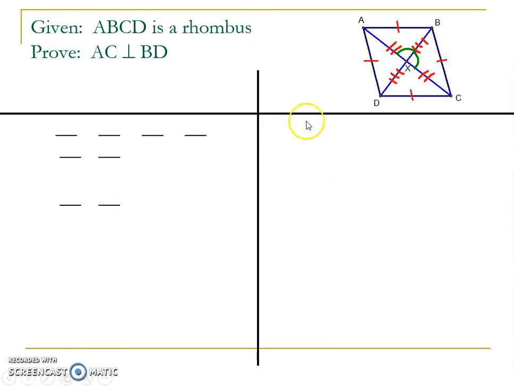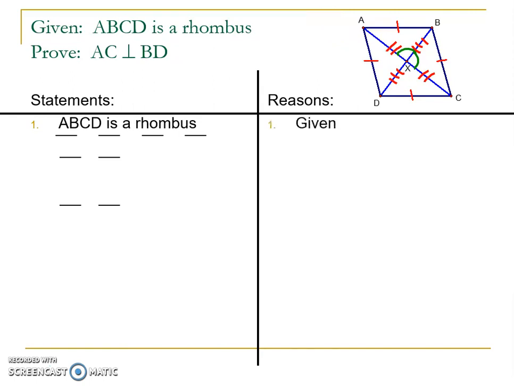So we're going to do the proof table. The given is ABCD is a rhombus. Prove that AC is perpendicular to BD. Okay? So we're going to write statements and reasons. Number 1, ABCD is a rhombus. That is given. Please write that.